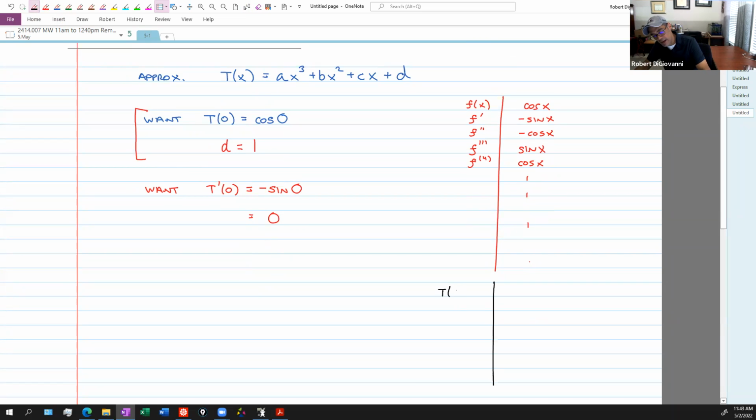So here's T of x is ax cubed plus bx squared plus cx plus d. The first derivative of this is 3ax squared plus 2bx plus c. The second derivative of this is 6ax plus 2b. And the third derivative of this is going to be 6a.